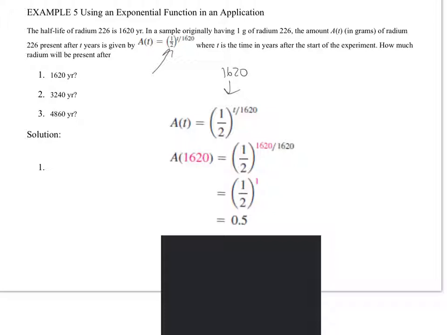Perfect. For examples 2 and 3, all you'll be doing is sticking these values of t into your function, and that'll tell you how much radium you have left after that period of time. Hopefully that makes sense. So what I want you to do right now is plug in these values for 2 and 3, see what you get, and then compare your answers with one another. Go ahead and take care of business there.